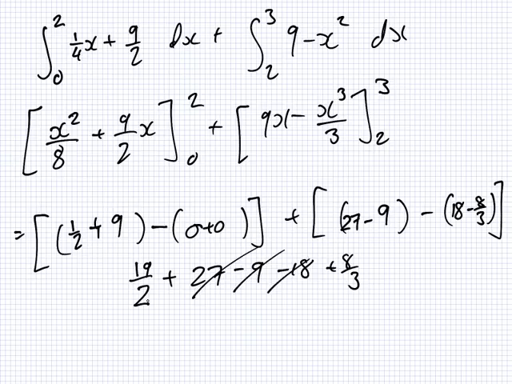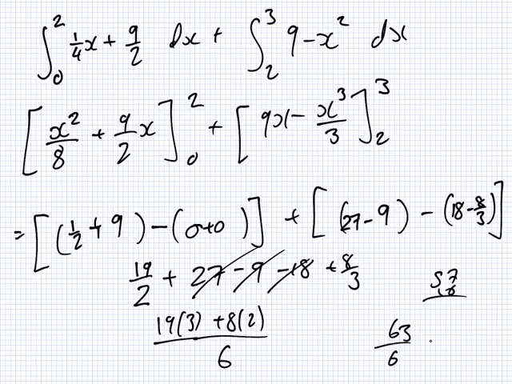So this would be, let me think, all over 6: 19 times 3 plus 8 times 2, 20, 40, 60, 57 and 16, 73. Rats, so close. Yeah, 73 over 6.